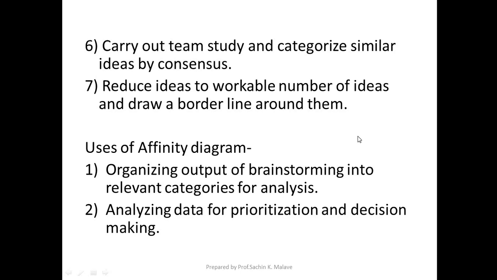By consensus you try to categorize those ideas, like you decide some categories: man, machine, material, method, environment. The ideas related to man should be under one group, ideas related to machine should be under another group. Like that you carry out this team study and categorize the ideas. Now reduce the ideas to a workable number of ideas and draw a border line around them. So this is the way to construct the affinity diagram.